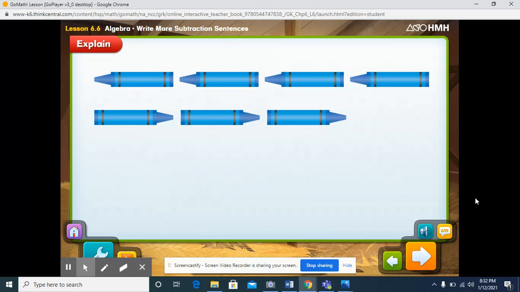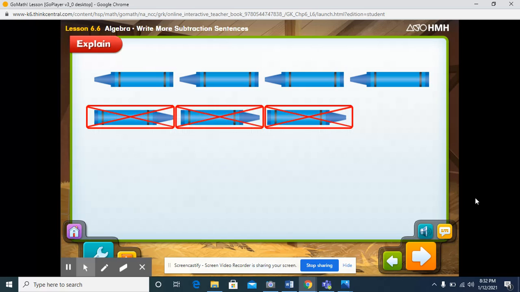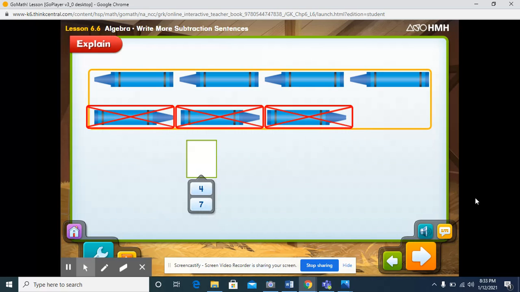There are some crayons. 3 crayons are taken from the set. Let's write a subtraction sentence to match the story problem. The subtraction sentence will show how many crayons you start with and how many crayons are left. The first number in the subtraction sentence shows how many objects you start with. How many crayons do you start with? Select the number. So we have to count all of the crayons first. 1, 2, 3, 4, 5, 6, 7. That's our starting number. Good job! You start with 7 crayons.